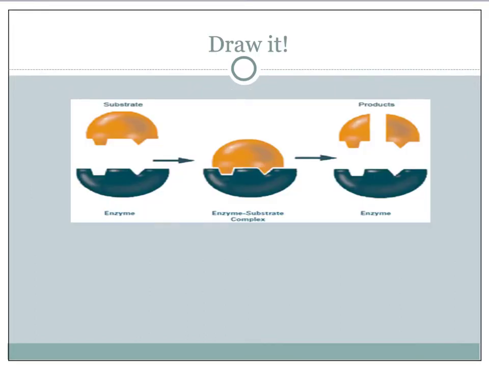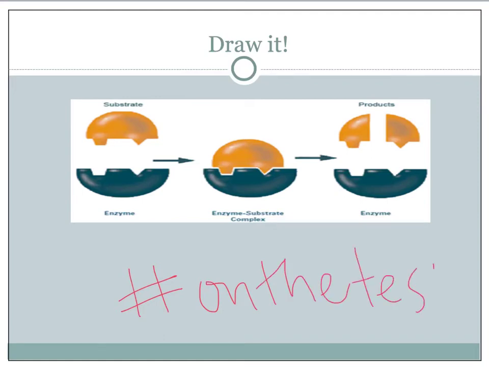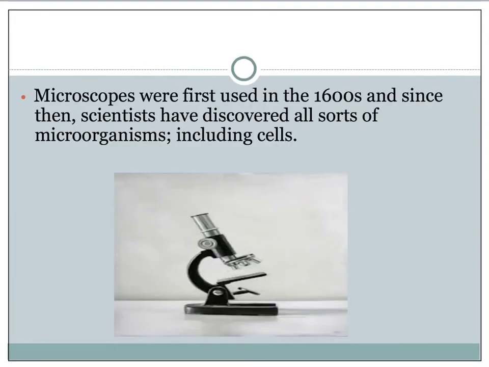I believe there's a blank on your notes, and it says to draw this. This is like, seriously, you guys, hashtag on the test. You need to know this. When you see what's happening right now, this is the substrate. It's going to bond with the enzyme. Draw this in the box and know it. All right, so hopefully you paused me to draw that.